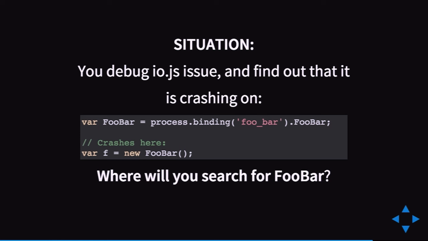Time to test your skills. Situation. Let's say that you debug an io.js issue, and for example, io.js is crashing on some code that you wrote or you see in the kernel or in core modules. And this code looks like this. So it just gets the binding with the name foobar, gets a foobar class out of it, and then it crashes when you try to instantiate the foobar class. So the question is, where will you search for foobar?